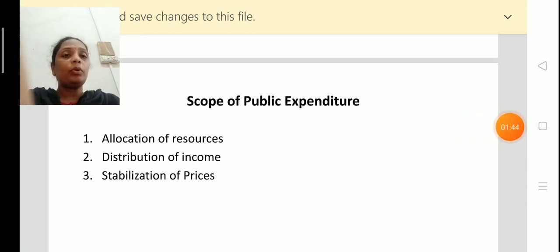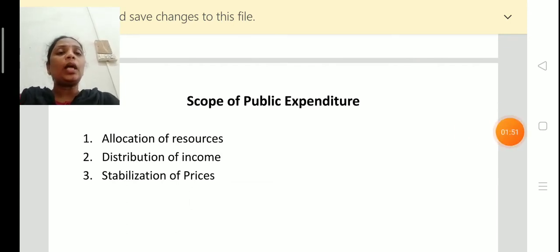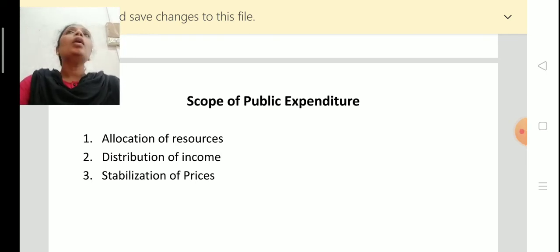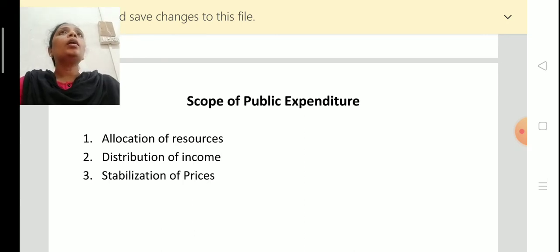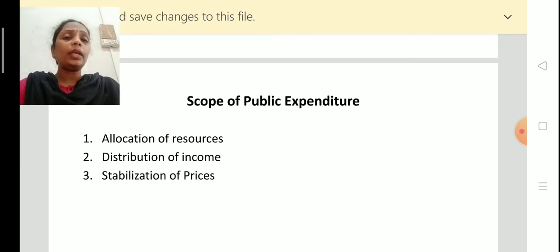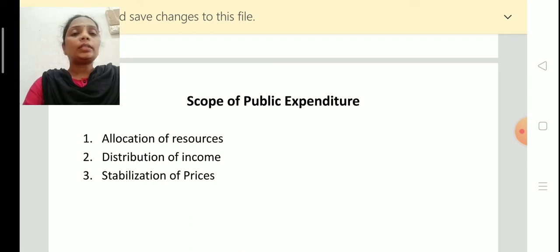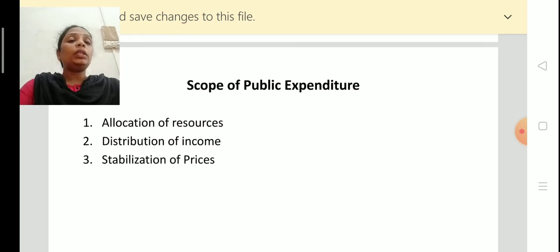Now let us discuss the scope of public expenditure. There are three scopes of public expenditure: the first is allocation of resources, the second is distribution of income, and the third is stabilization of prices. Let me explain allocation of resources. It means the government should allocate the collected tax amount to different sectors: the primary sector like agriculture, the industrial sector, and the service sector. Basically the government should allocate resources to all the sectors. That is one of the scopes of public expenditure.